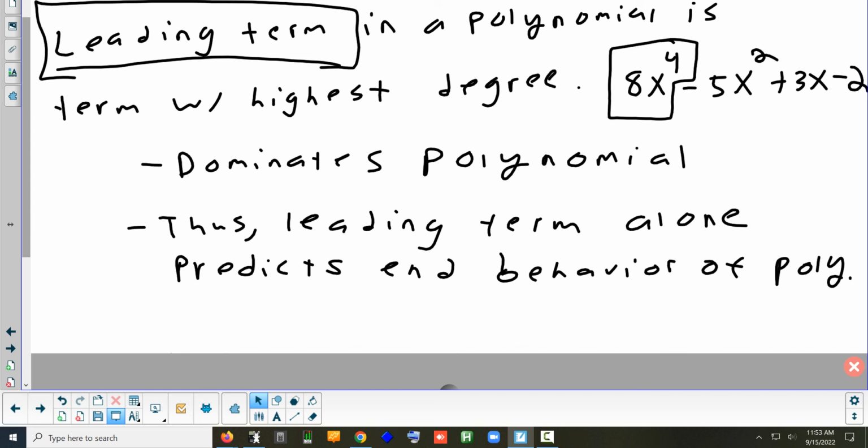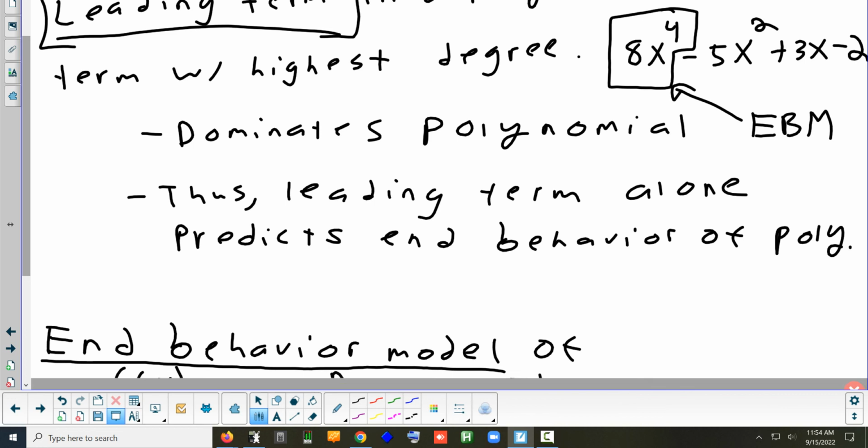It's the most powerful term in the polynomial. Now, I call it the leading term, but what it's really called is the EBM. That leading term is called the end behavior model.